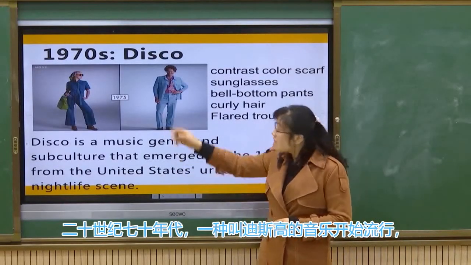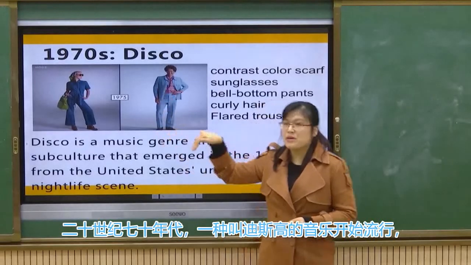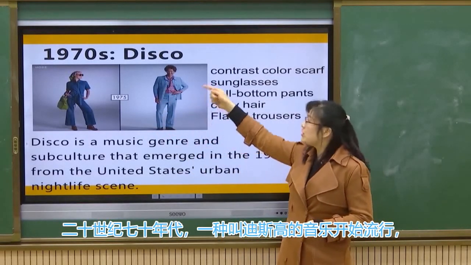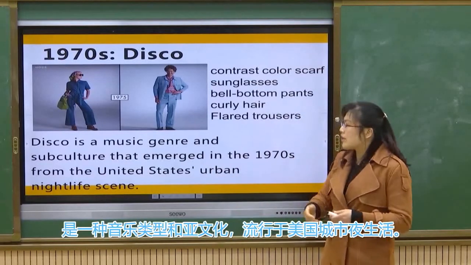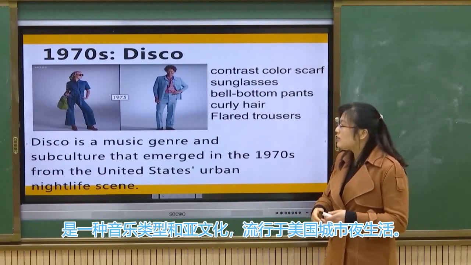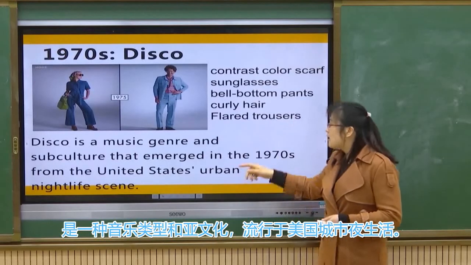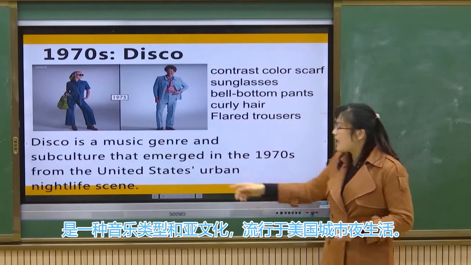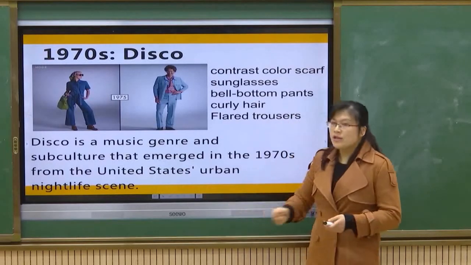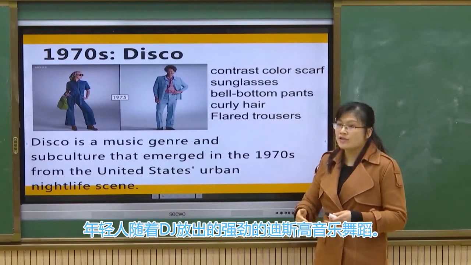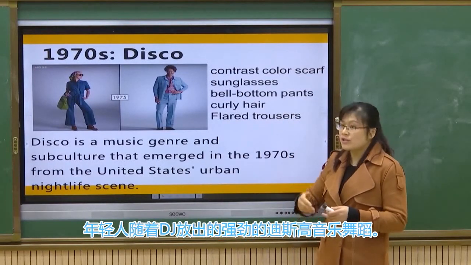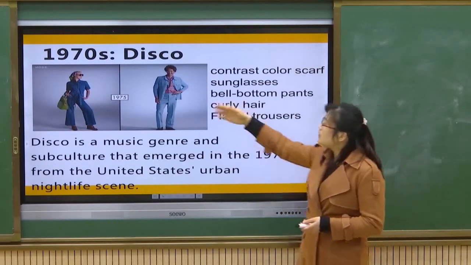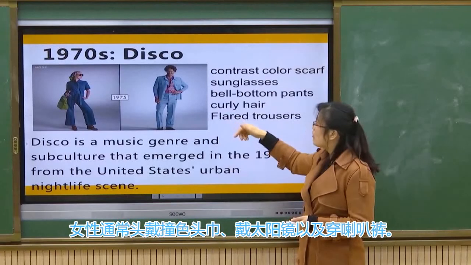During the 1970s, one kind of special music began to become popular. It was called disco. Disco is a music genre and a subculture that emerged in the 1970s from the United States urban nightlife scene. Young people usually danced to strong disco music played by a DJ.